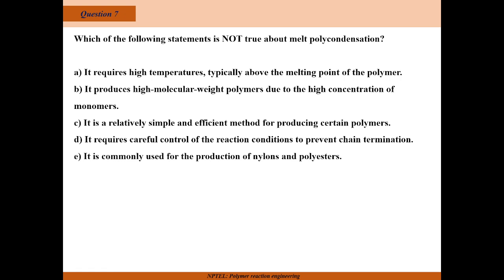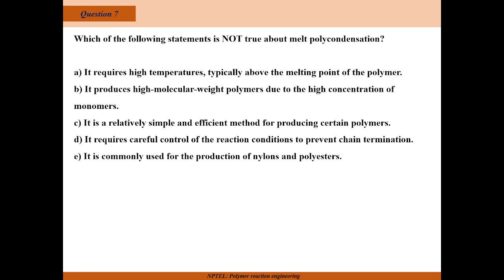The third statement is that it is a relatively simple and efficient method for producing certain polymers. It requires careful control of the reaction conditions to prevent chain termination, and it is commonly used for the production of nylons and polyesters. Do you think it is the method that we generally use for the production of polyesters and nylons?